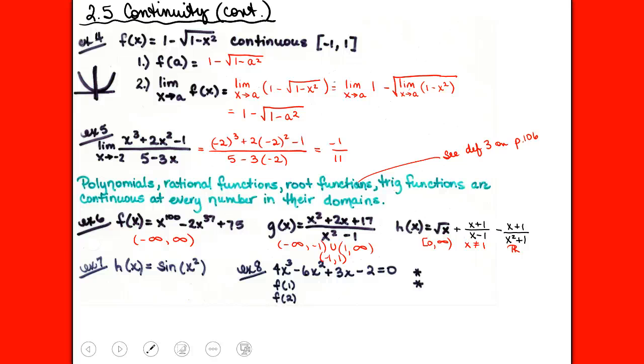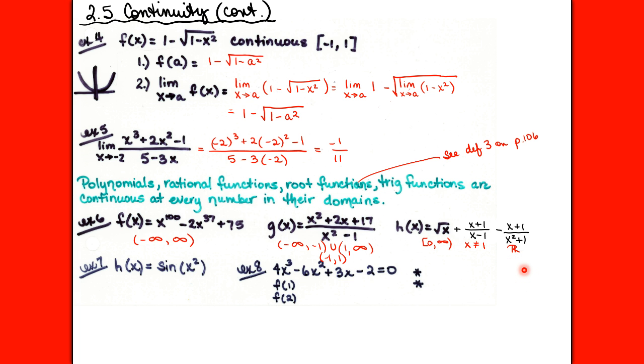Now, they did not ask me to justify this domain, but I will ask you to justify this domain on your test. And there are 4 parts to this justification, all right? The first part is you're going to say that this is a root function and root functions are continuous within their domain, so it's continuous from 0 to infinity. This is a rational function. It's continuous within its domain. Its domain is all real numbers except for 1. This is a rational function. It's continuous for all numbers in its domain. Its domain is all real numbers.